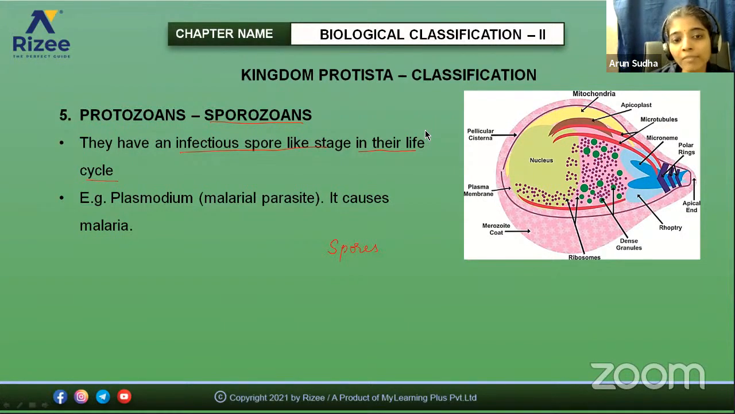So we saw about the different types. The first one is Chrysophytes, then Dinoflagellates, Euglenoids, slime molds, and then protozoans. Under Chrysophytes, we saw the diatoms and desmids, or the golden algae. Under Dinoflagellates, we saw Gonyaulax. Under Euglenoids, Euglena, whose main feature is mixotrophic nutrition. Then slime molds, which look like fungi. Under protozoans, amoeboid protozoans, flagellated protozoans, ciliated protozoans, and sporozoans. So these are the different types of organisms that come under the Kingdom Protista.